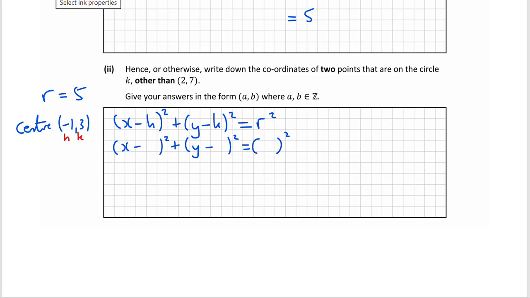So now putting in, we've got our h is minus 1, our k is 3 and our r is 5. Tidying that up, we get x plus 1 to be squared plus y minus 3 to be squared is equal to 25. Now, we've got our equation.